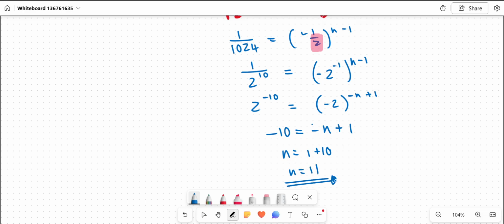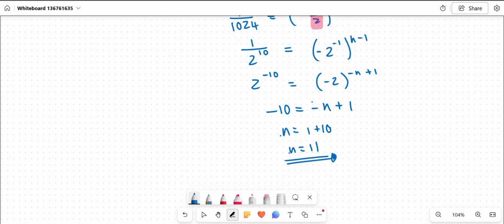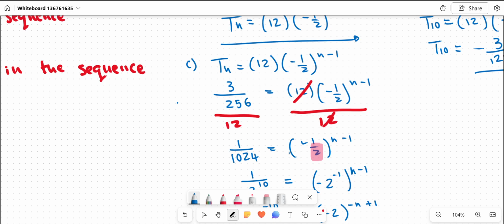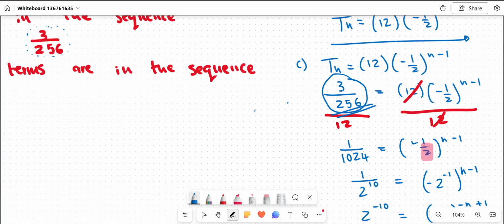So what does that mean? It means that the value that we're given at the top is actually the 11th term of the sequence. I hope that makes sense, guys. I hope it's landing. And then now to solve for the last question.